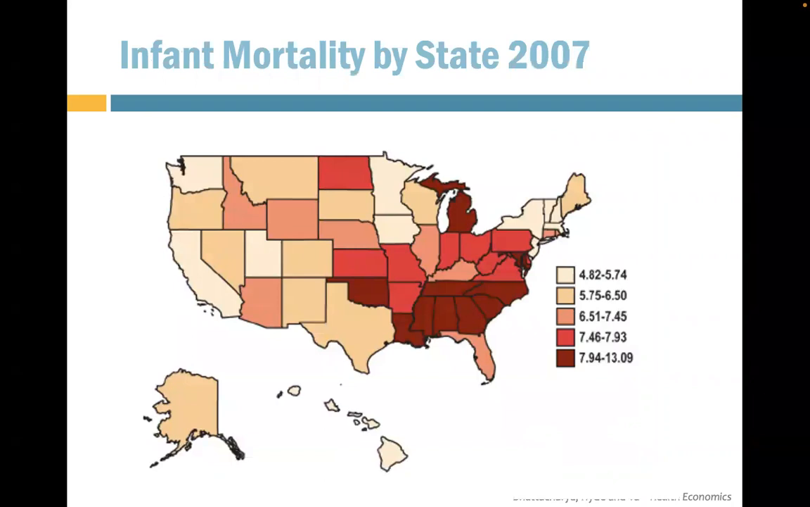The next graph is the infant mortality rate by state in 2007. The darker states have a higher infant mortality rate. The babies here are more likely to die, versus the lighter states, where the babies are more likely to survive. Okay, if you are familiar with the demographics across the United States, you can see that places with higher income, higher education are more likely to have a lower infant mortality rate, versus the other way.